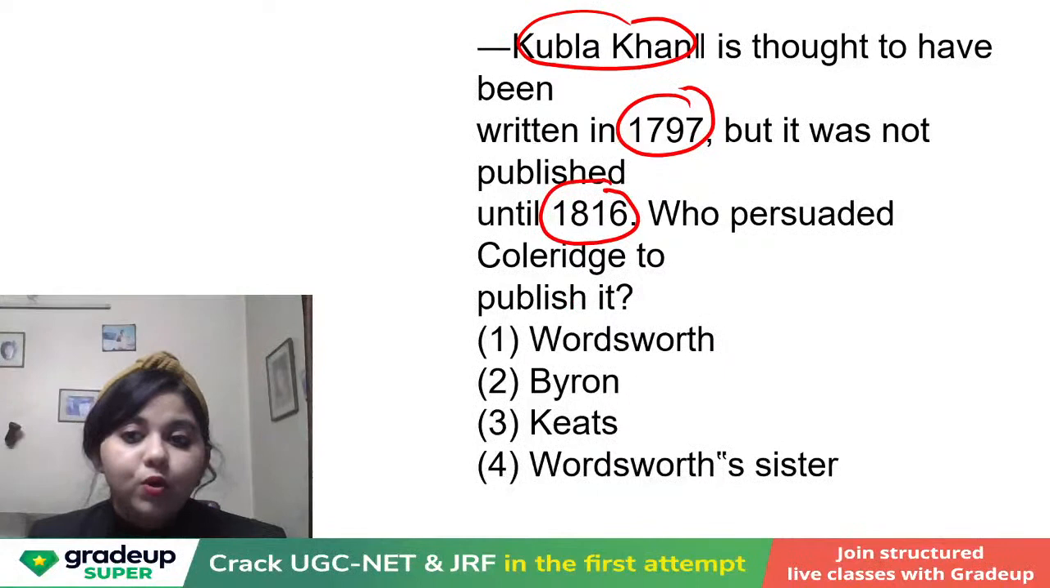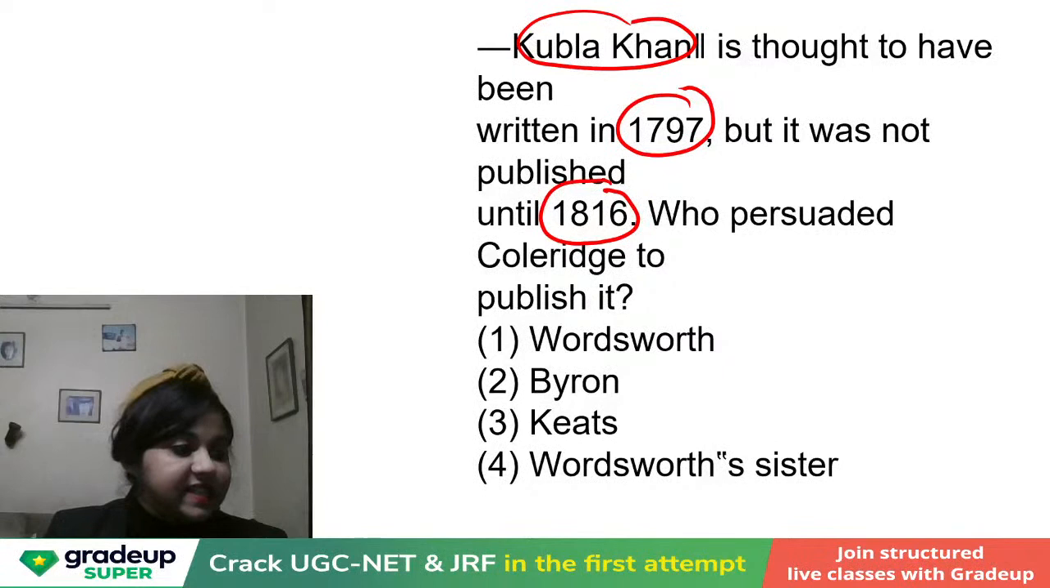Who persuaded Coleridge to publish it? So Kubla Khan, right? It was written very early. It was written in 1797, but it was not published.